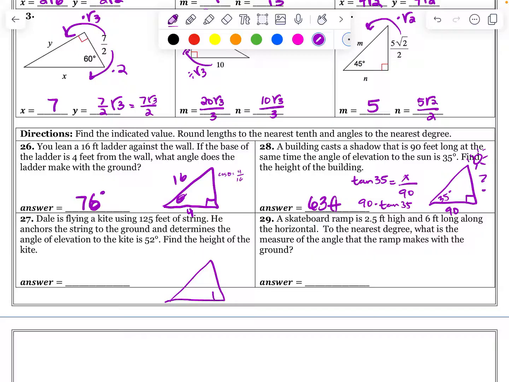Dale is flying a kite using string. All right, here we go. A kite, 125 feet of string. He anchors the string to the ground, and the angle of elevation is 52 degrees. Find the height of the kite, that would be this guy right here. So that's opposite over hypotenuse, so that's the sine of 52 equals x over 125. So 125 times the sine of 52 is 98.5 feet in the air.